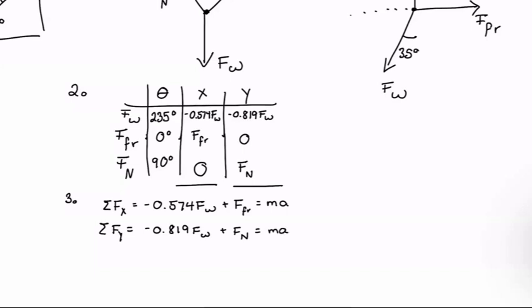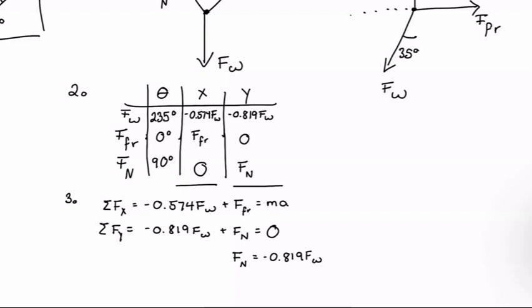Now, here's where the rotating of the vectors comes in. So since our movement is now only on the x-axis, I only have an acceleration right here. On the y-axis, I don't have an acceleration. Therefore, this is automatically going to become 0. This means that our normal force is going to be equal to 0.819 times my force of weight.